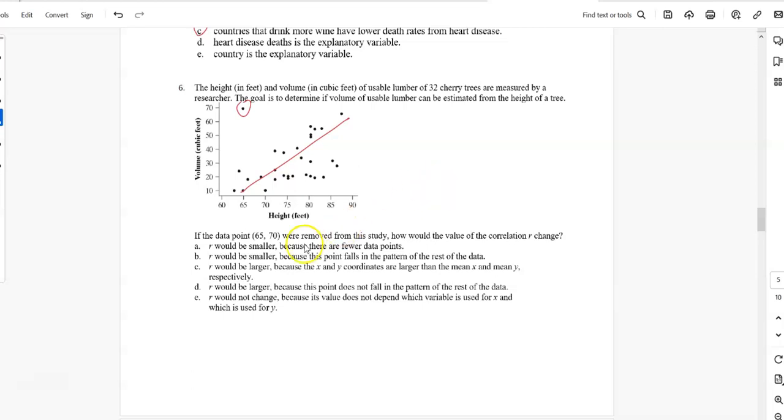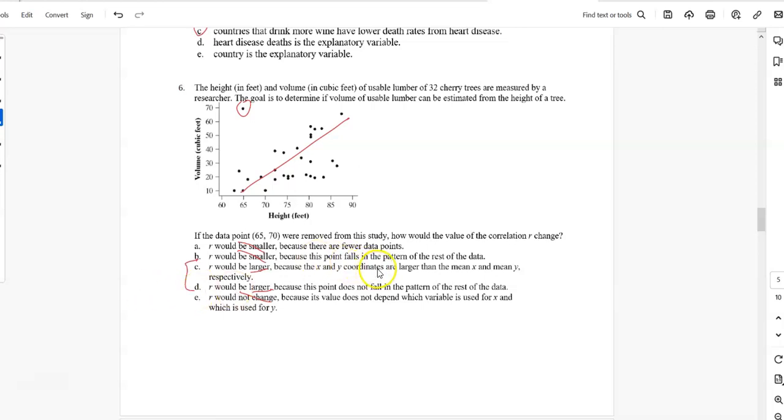So if we remove that, with the correlation, well, it has a large residual, so R would change. R is going to get stronger, right? It's positive, so it's going to get larger, I guess. So it's going to get closer to 1. So R will be larger. And I don't think R would not change, and R would not be smaller. So it's one of these two for sure.